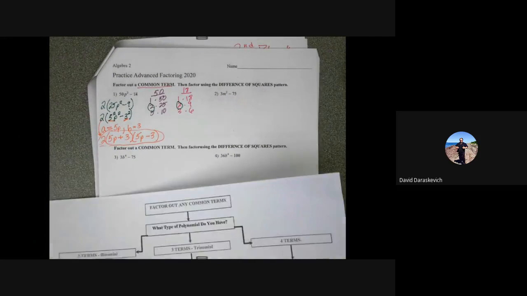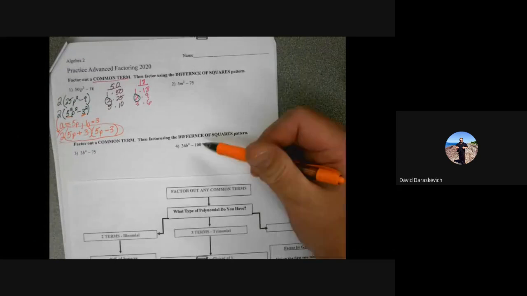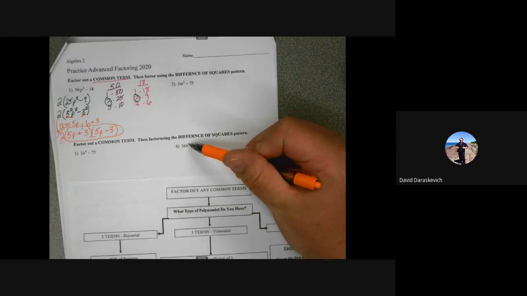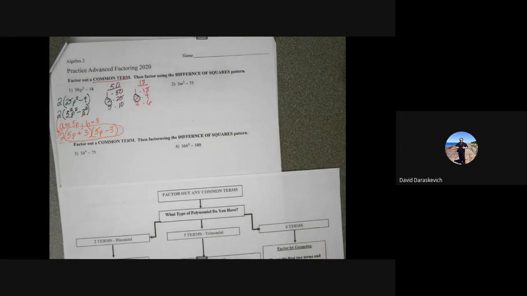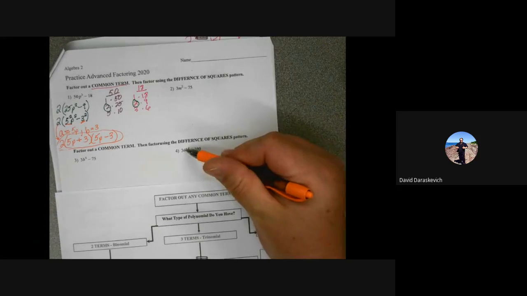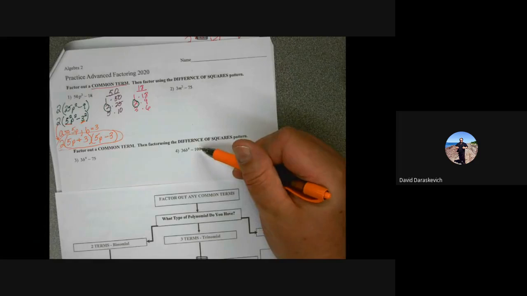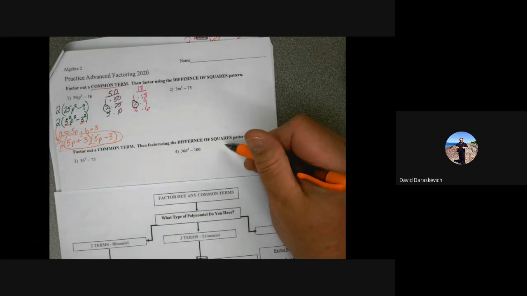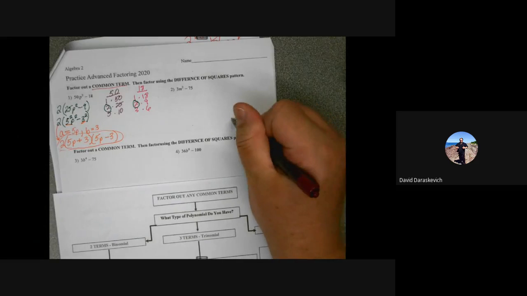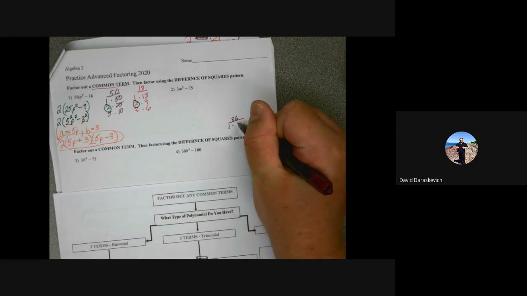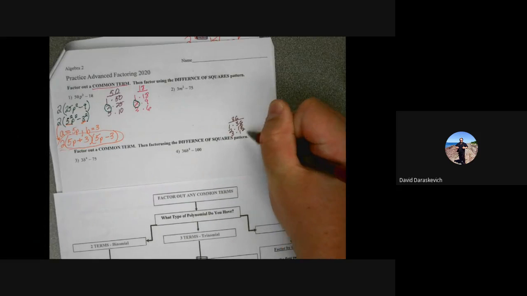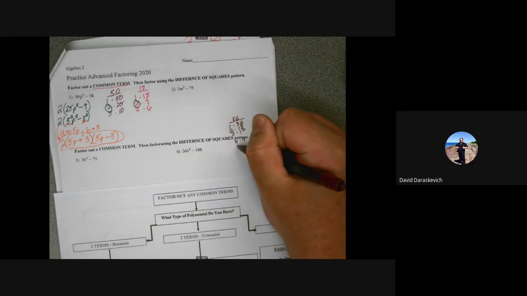For example, let's look at number 4 here. Okay, the first thing you're going to do is factor out any common terms. If I'm looking at 36 and 100, well, let's see. For 36, I might even have to do this one. 36, 1 and 36, 2 and 18, 3 and 12, 4 and 9, 6 and 6.